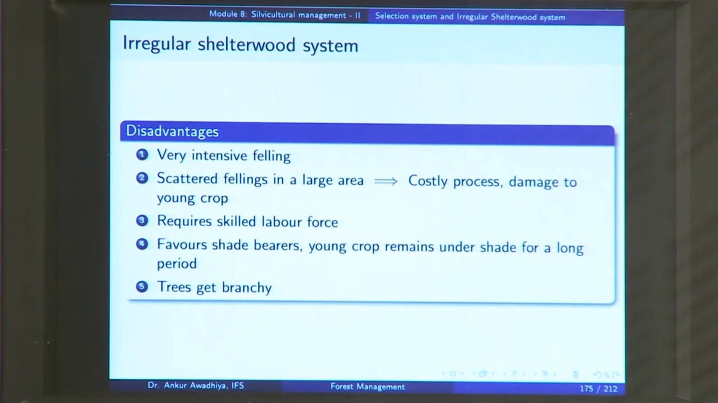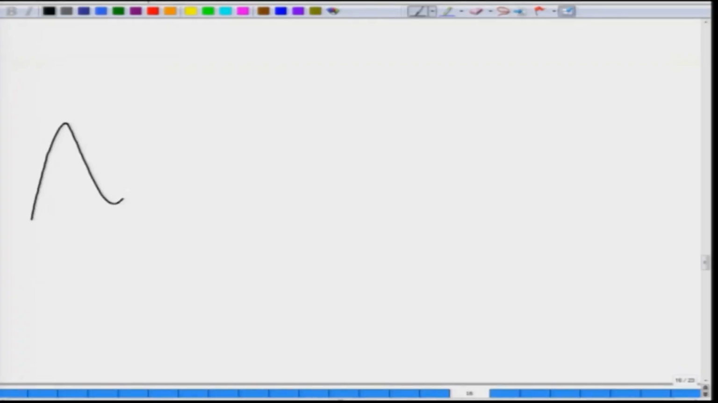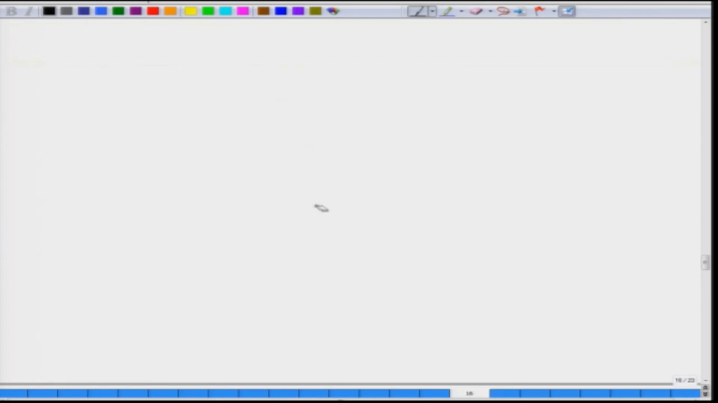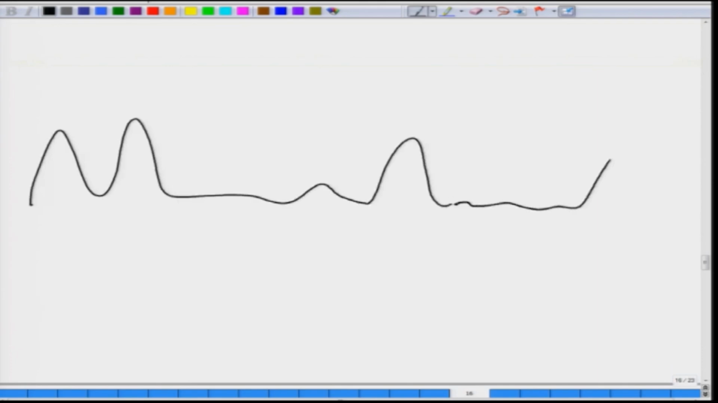So, suppose your terrain looked like this. You have these hilly areas, then you have these plain areas, or let us show it like this. You have this hilly area, then this plain area, then small hills, then again a plain, then again hills. What this irregular shelterwood system says is that in these areas you will go for a selection system, whereas in these areas you will go for a shelterwood system. The confusion would be in areas like this.